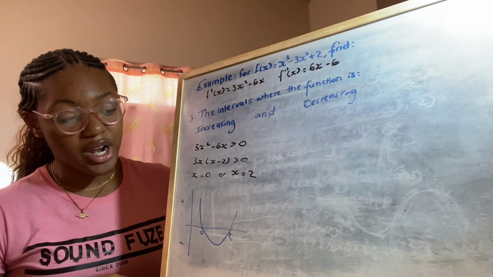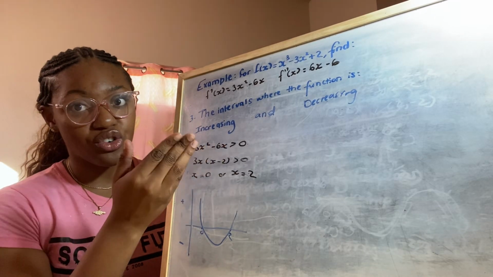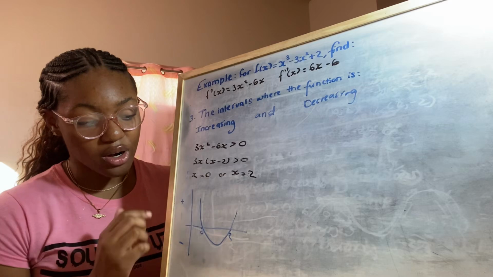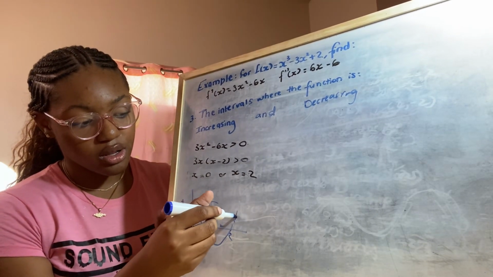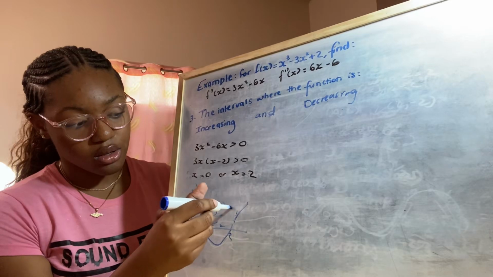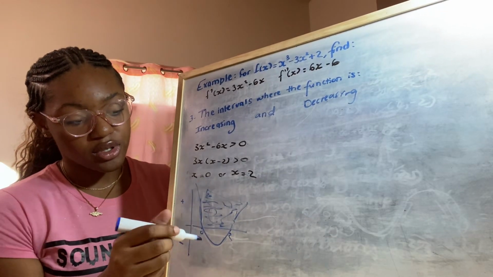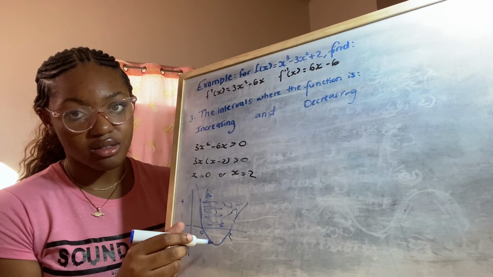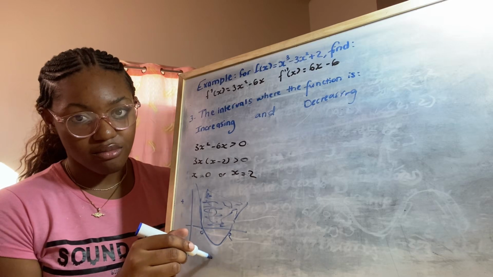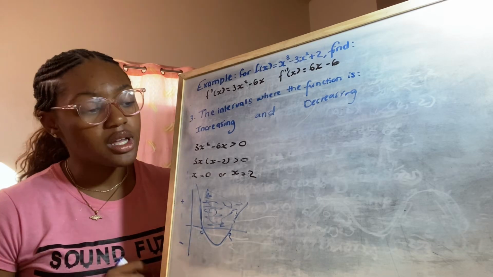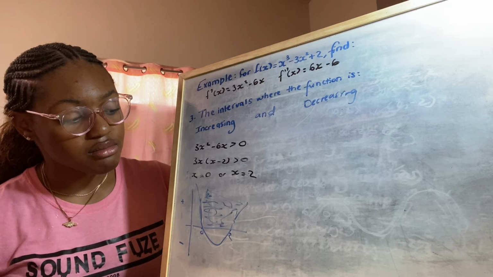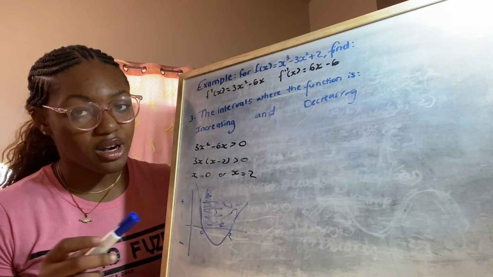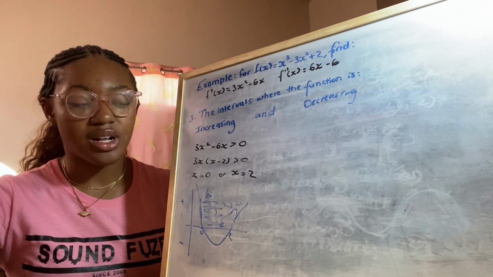Since we're considering the function being greater than 0, we're looking up here, so we're considering values all the way up here. We're ignoring this part because that's less than 0, negative. With that being said, we can determine the interval.